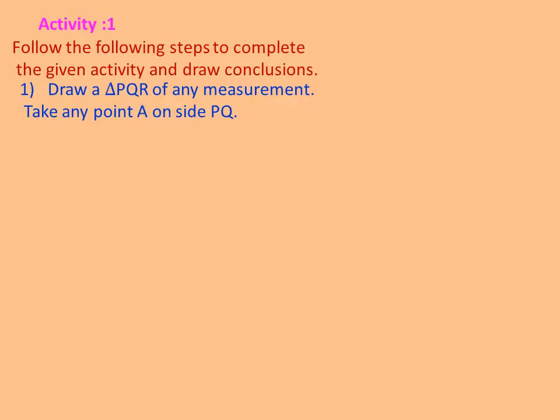First thing, you have to draw a triangle PQR of any measurement and take any point A on side PQ. You can take this measurement of your own choice. You can take a little bigger triangle, so it will be easy for you to take point A anywhere on side PQ. Diagrammatically also I have tried to show you. Here is triangle PQR. You can decide the measurement of it of your own choice, and you have to take a point A on your side PQ, as you can see.